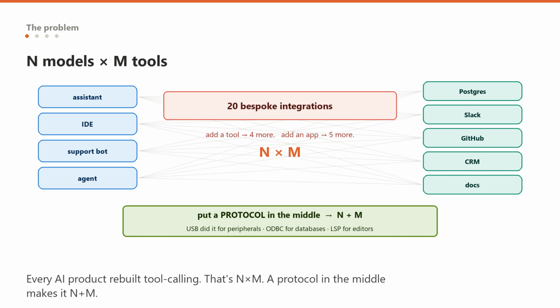Its own auth handling, its own schema for describing what the tool does, its own error conventions maintained by a different team, breaking in a different way. And the deeper problem is that none of that work is transferable. The Postgres connector you wrote for your IDE cannot be handed to your support bot because they speak different internal languages. So the industry did what it always does when it hits N times M. It defined a protocol in the middle. Now every application speaks it once, every tool speaks it once, and you are back to N plus M.